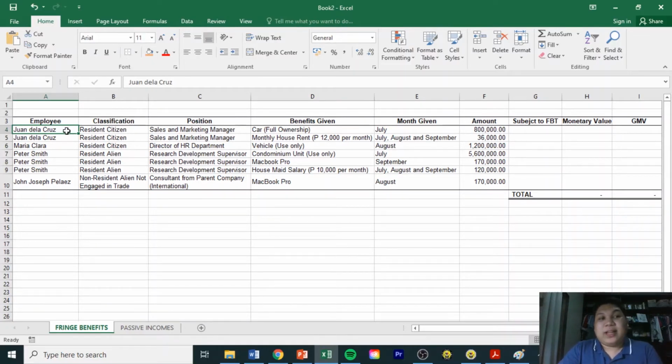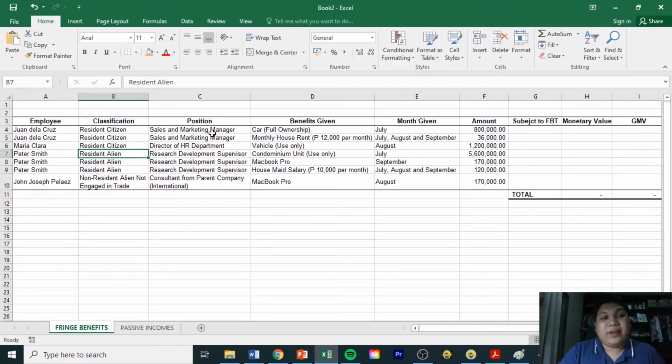So we have here Juan de la Cruz, Maria Clara, Peter Smith, and John Joseph Pelaez. There are 4 of them, and some of their names are repeated because they receive more than 1 fringe benefit. For example, Juan de la Cruz received 2 fringe benefits. Also, in my working paper, I have their classification, which helps me determine what fringe benefit tax is applicable to each employee. So we have here resident citizen, Peter Smith is a resident alien, and John Joseph Pelaez is a non-resident alien not engaged in trade or business.